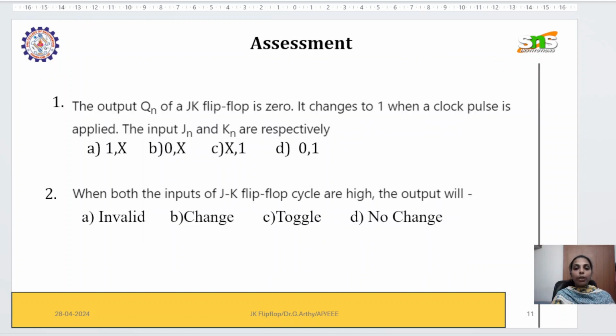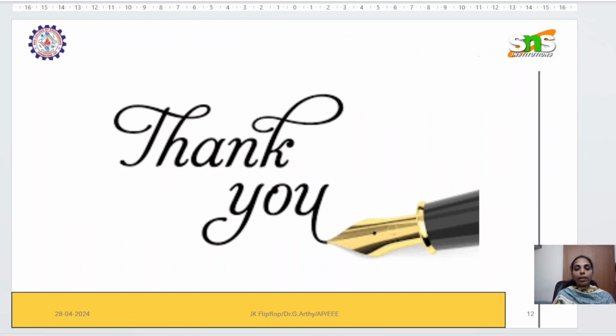And so this is for your assessment. The output Qn of a JK flip-flop is 0. It changes to 1 when a clock pulse is applied. The inputs Jn and Kn are respectively 1 and 0, or you can go through this. When both the inputs of JK flip-flop are high, what will the output be? Will it toggle or will there be no change? So this is for your study, and thank you.